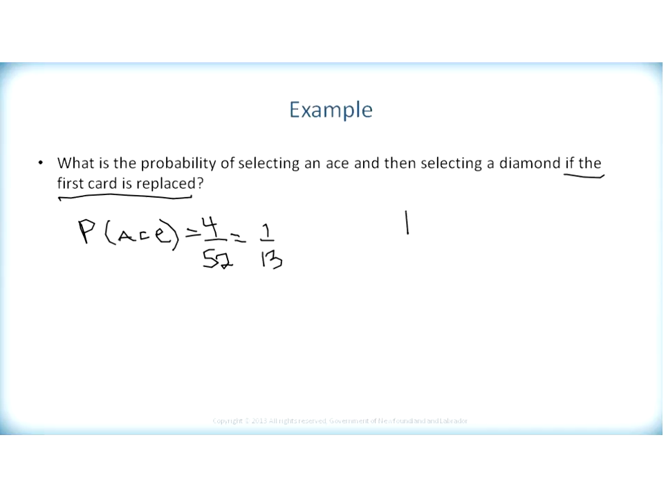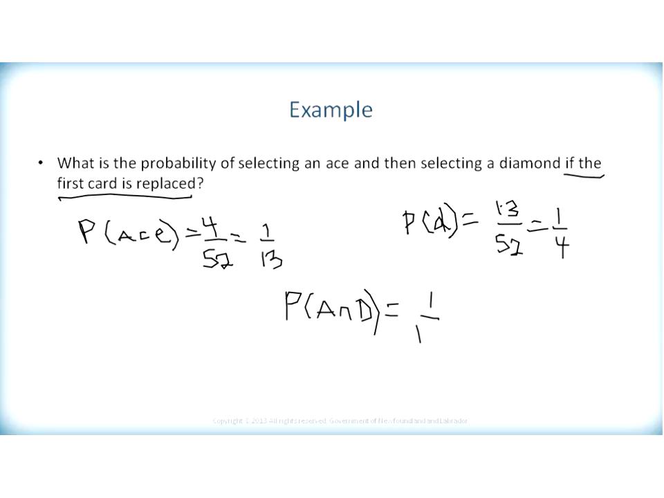The probability of getting a diamond: there are 13 diamonds out of 52 cards, which is equal to 1/4. So the probability of getting an ace and a diamond is equal to 1/13 times 1/4, which is equal to 1/52.